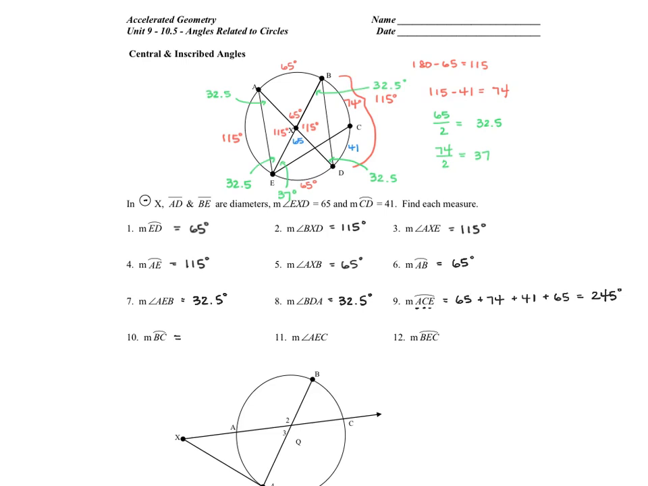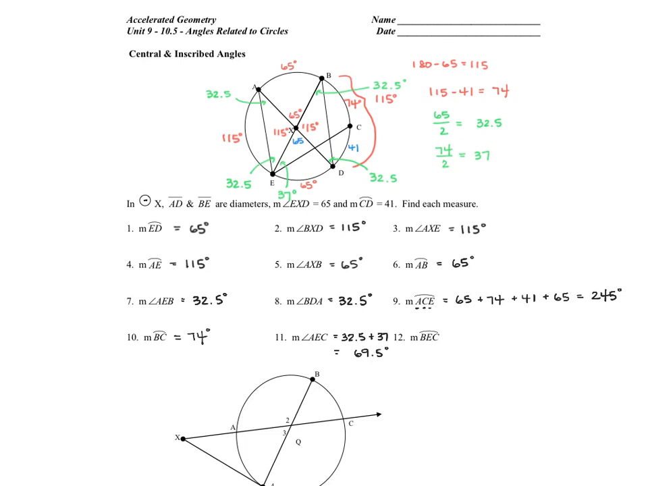The measure of arc BC we have is 74 degrees. The measure of angle AEC, again, is made up of angle AEB and BEC, so we'll have to add those two together, which is 32.5 plus 37, and together that equals 69.5 degrees.